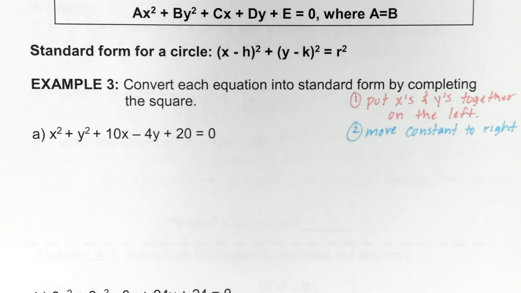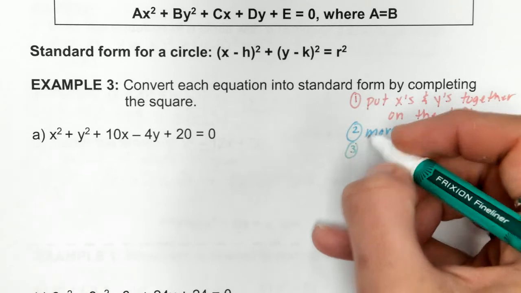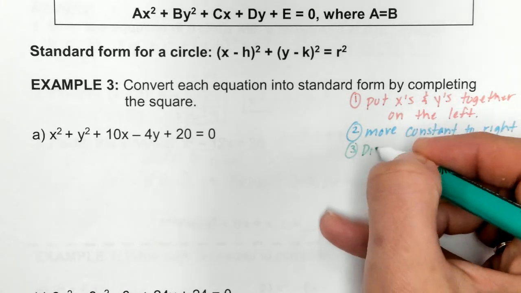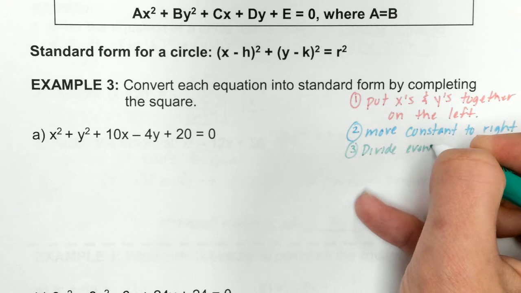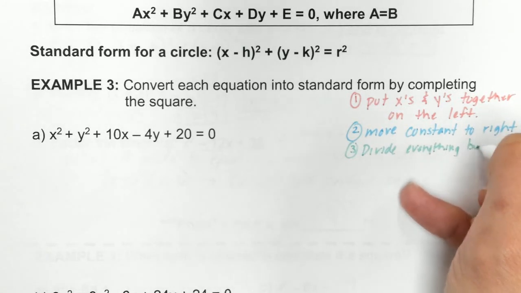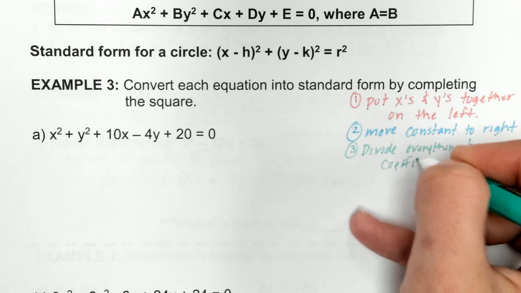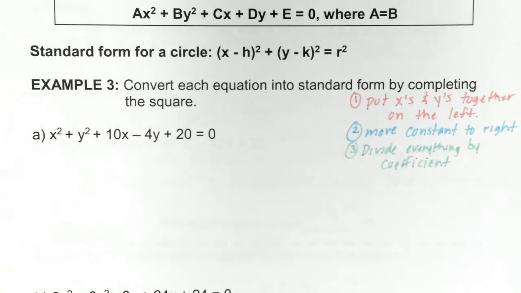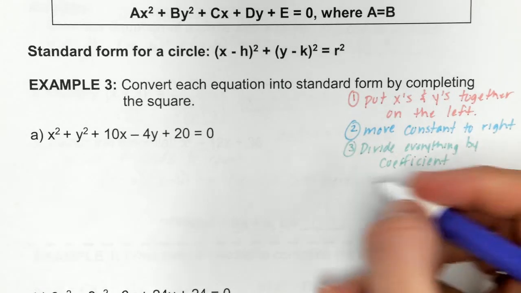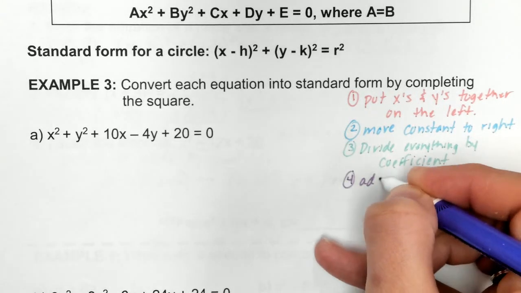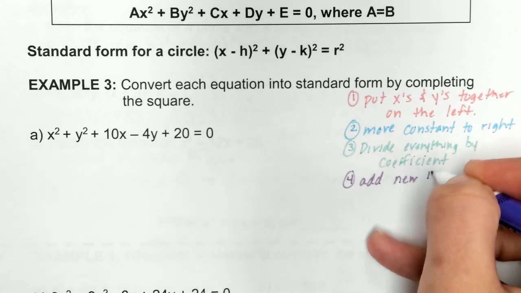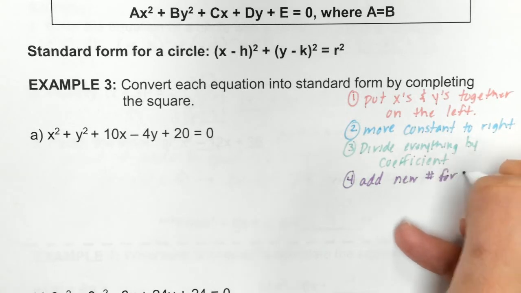And you're going to see from 2 on, it's going to be the exact same thing as what we had over here. Okay? Step 3, divide everything by the coefficient. Again, pause it if I'm writing too fast, because I am moving on, I know. Divide everything by the coefficient. Step 4, we're going to add a new number for x and y this time.